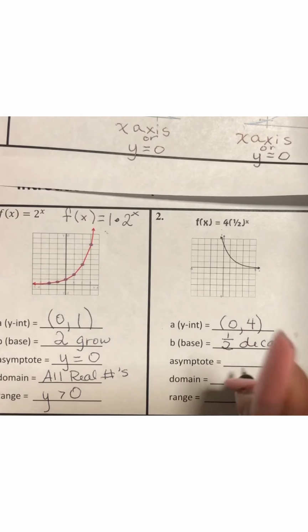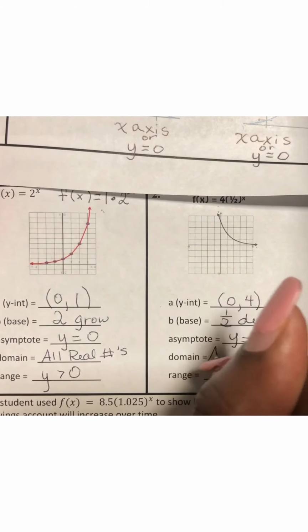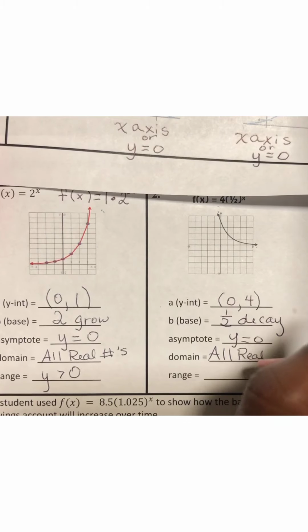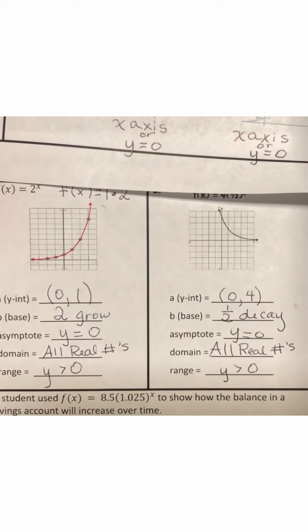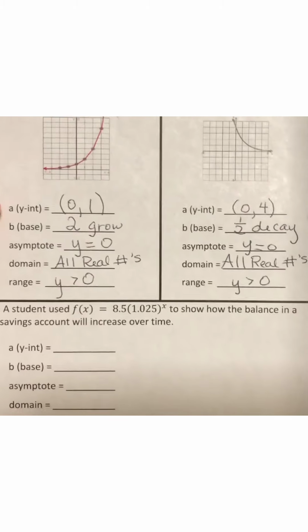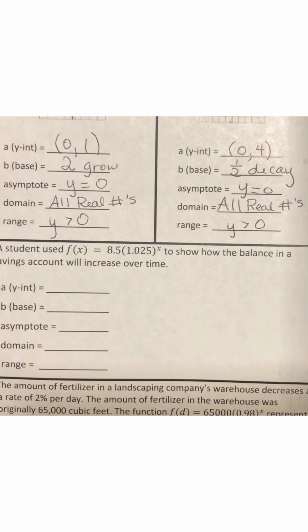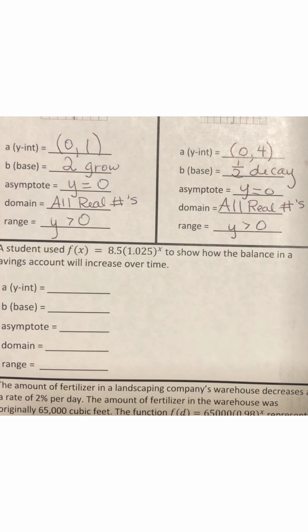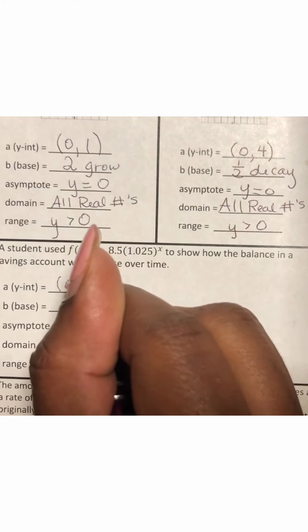Now, the asymptote is y equals 0. The domain is all real numbers. And the range is y is greater than 0. All right. Now, let's look at when we have a word problem. It says, a student used f of x equals 8.5 times 1.025 to the x power to show how the balance in the savings account will increase over time. So, let's take a look at the function that's given. The y-intercept. You got it now, 0 and 8.5.